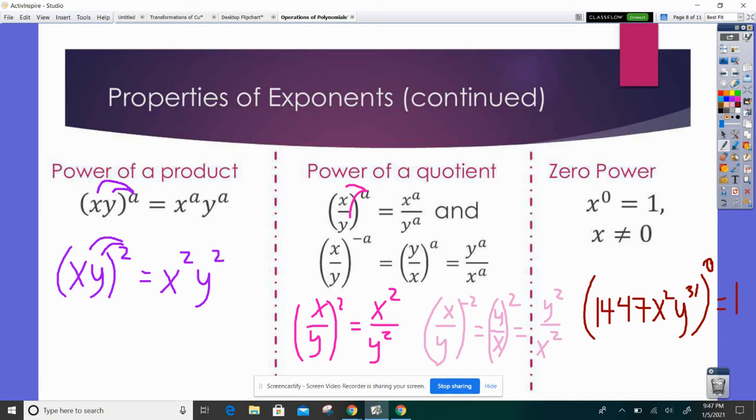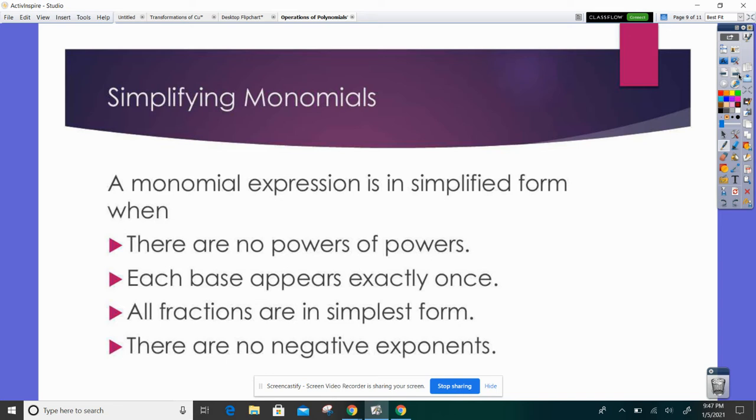Okay, so the last thing that we're going to do is just look at a couple examples using these different exponent rules. But before we do that, we need to talk about what exactly it means for something to be simplified. So how we know we're done using our exponent rules, how we know that our monomial is as simple as it can be.